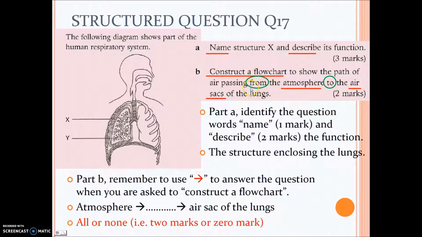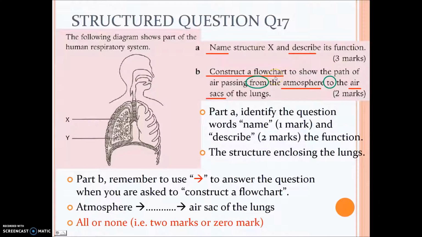And the second point is to read the question carefully, because it will give you some hints about what the starting point and the end point are. So from the atmosphere is the first point, and the air sac of the lungs will be the end. What you need to fill in is the structures in between these 2 parts.